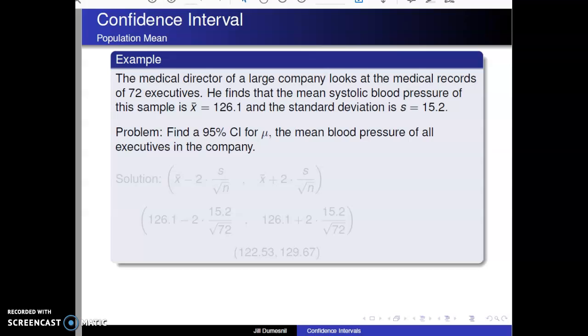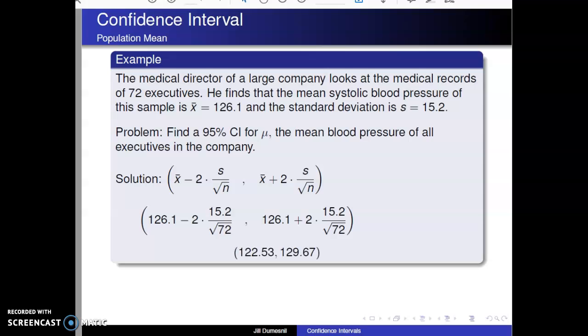executives in the company. For a solution, we can use the formula for the confidence interval for a mean. We plug in our given numbers and simplify. We can conclude with 95% confidence that the mean blood pressure of all executives is between 122.53 and 129.67.